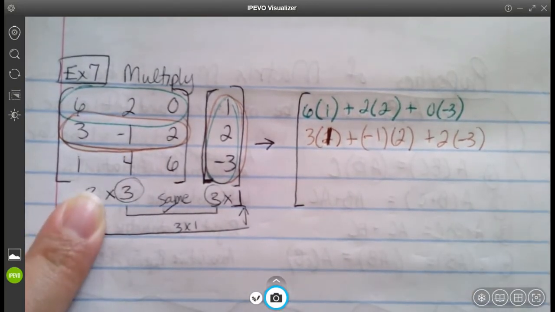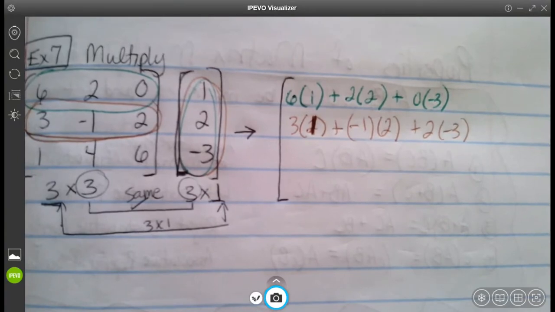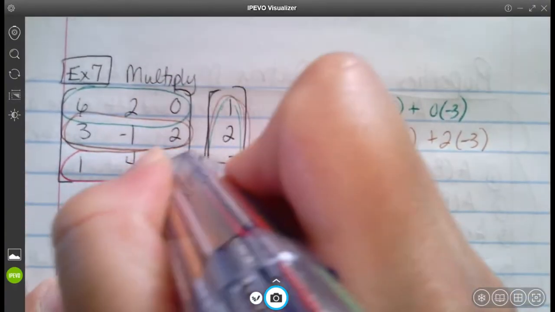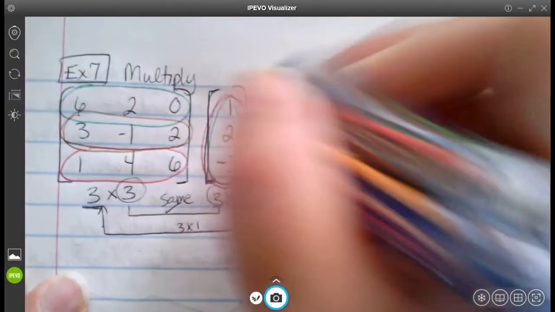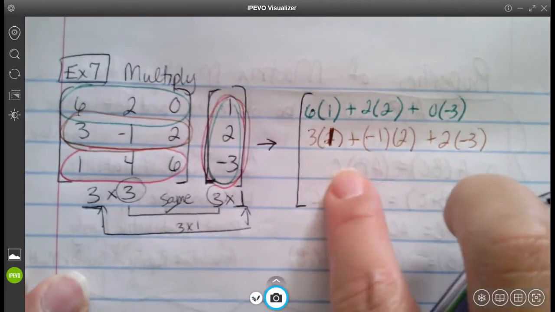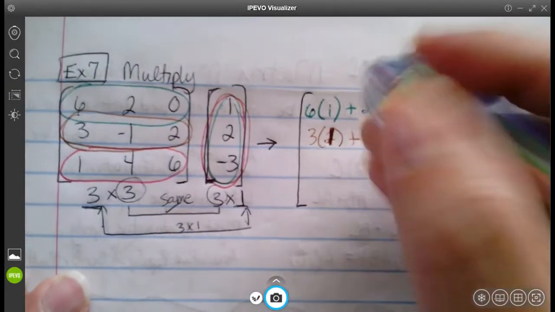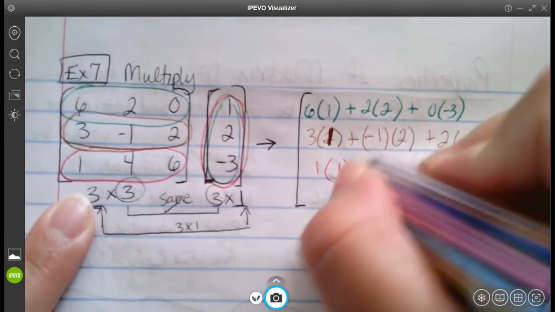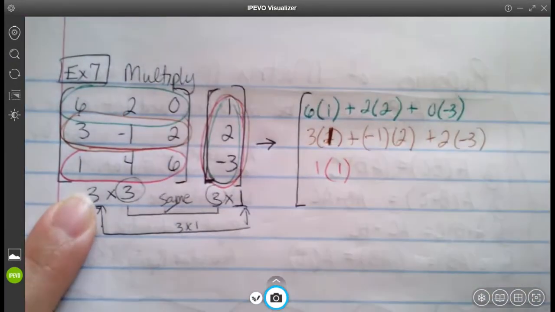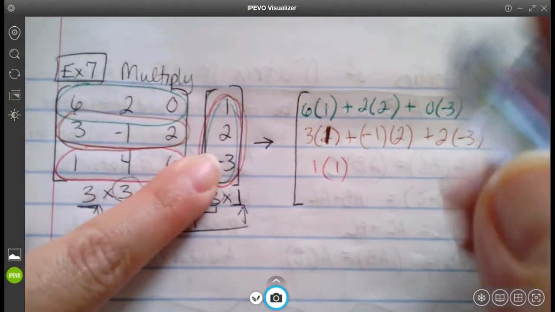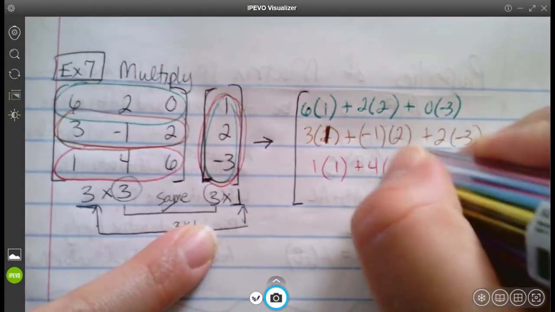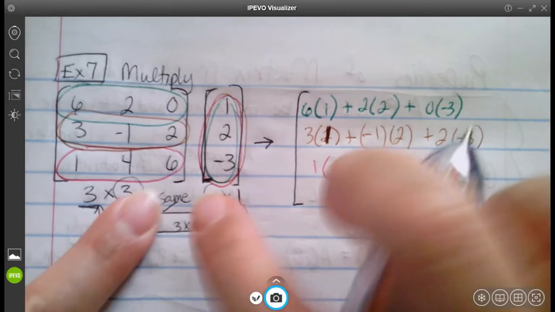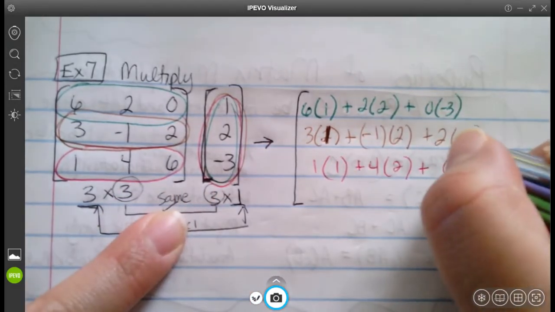okay? And last but not least, we're going to look at that third row. So now we have row 3, again, times our column 1. So that's going to be this place right here, row 3, column 1. So we have 1 times 1. I think my fingers are just covering it when I do this. 4 times 2, so plus 4 times 2, plus 6 times -3.